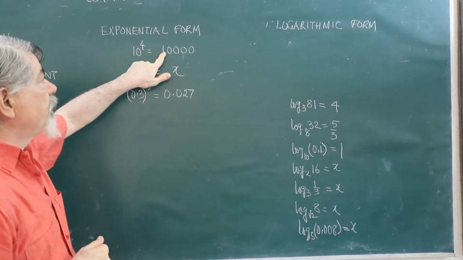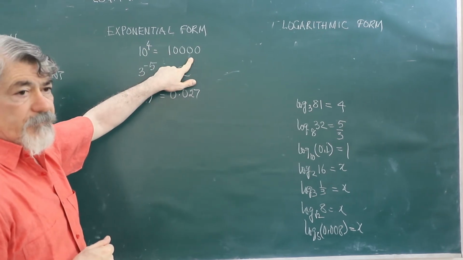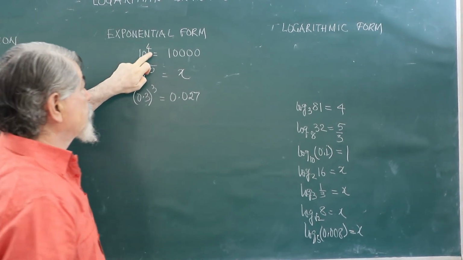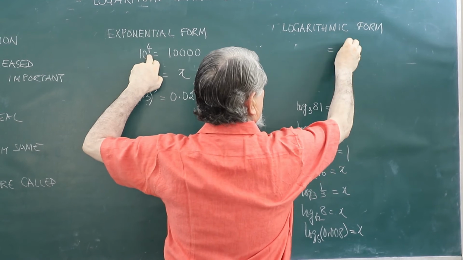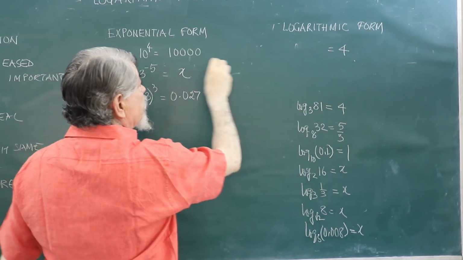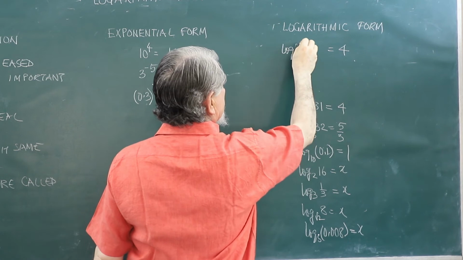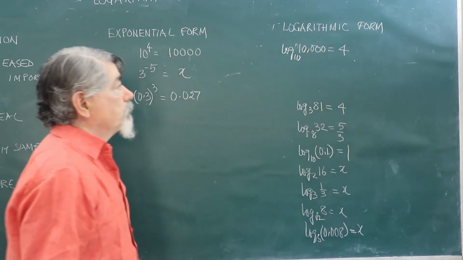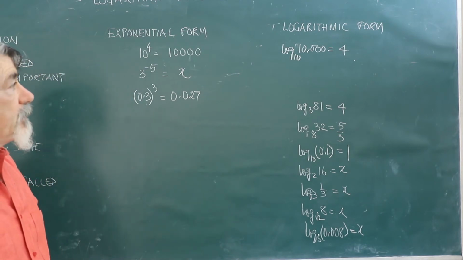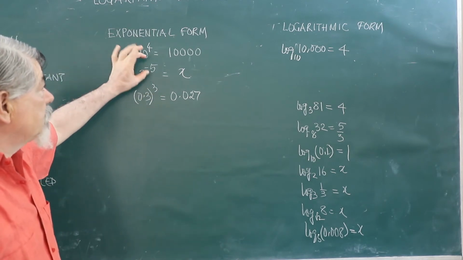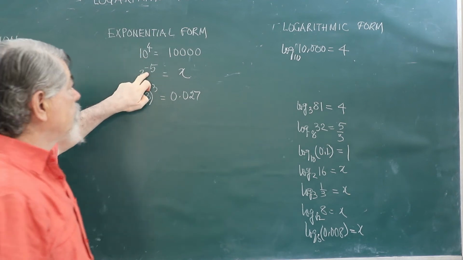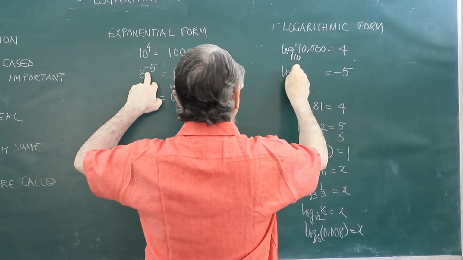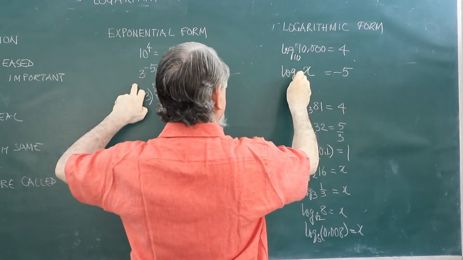10 to the power 4 is 10,000. We told you that exponent is always logarithm. So 4 will be log of what? What number you have obtained. Log 10,000. And what is the number left? 10. So log 10,000 to the base 10 is 4. Minus 5, exponent is the logarithm. So minus 5 is the logarithm of what? You have obtained x to the base 3.